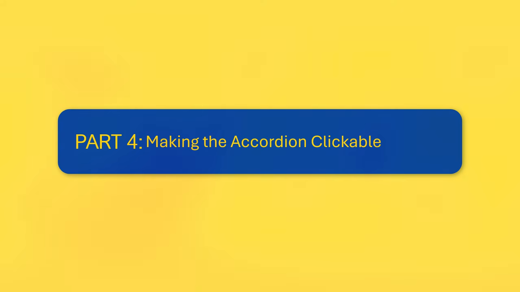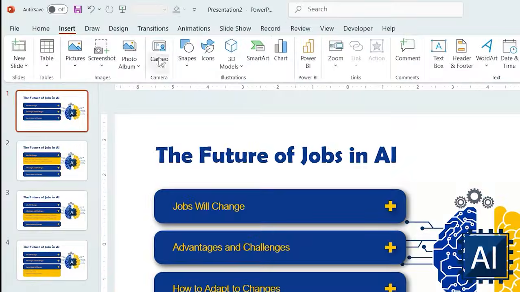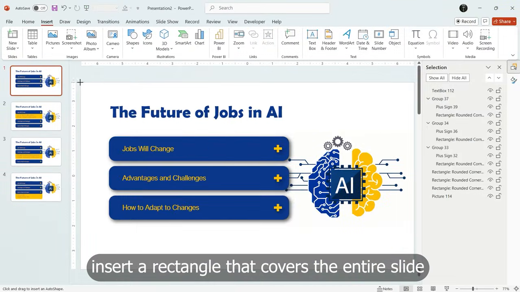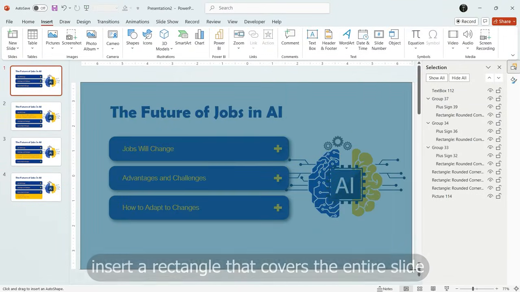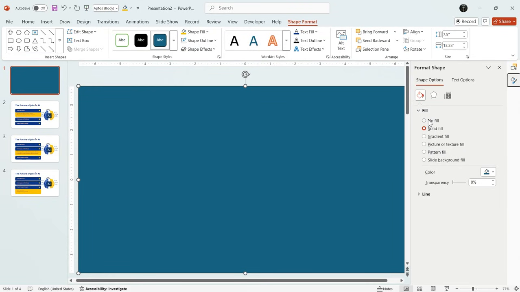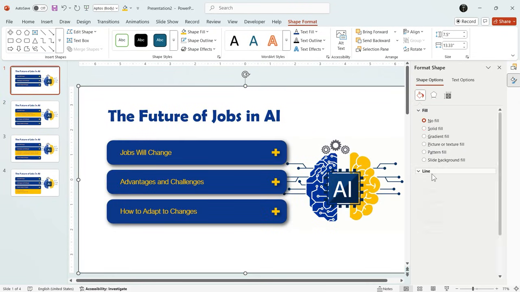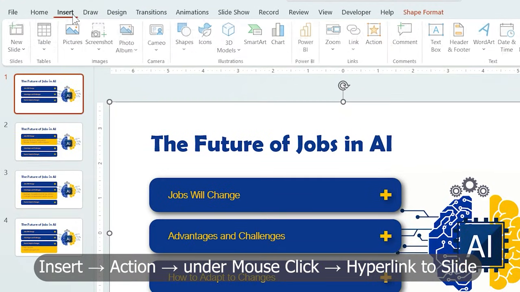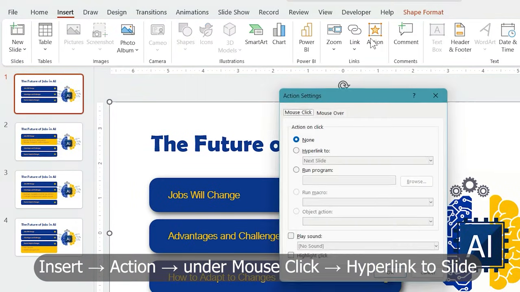Now comes the part that turns this into a real interactive PowerPoint. Insert a rectangle that covers the entire slide from the Insert tab, Shape. Then from this menu, remove both fill and outline. From Insert, Action Tools, under Mouse click, choose Hyperlink to slide 1.